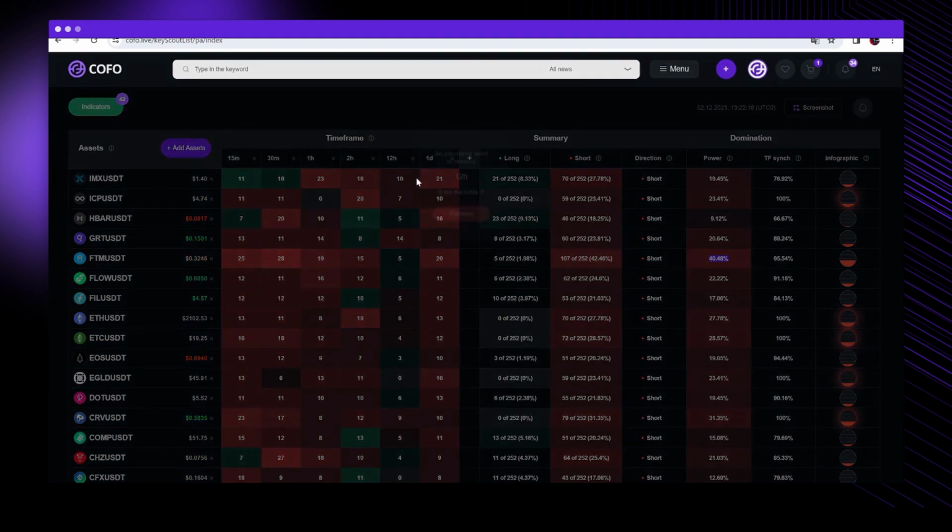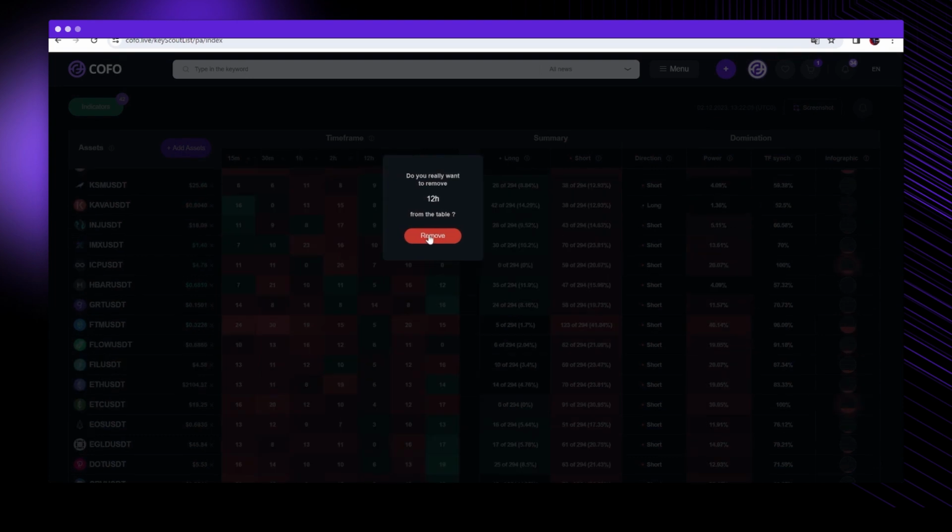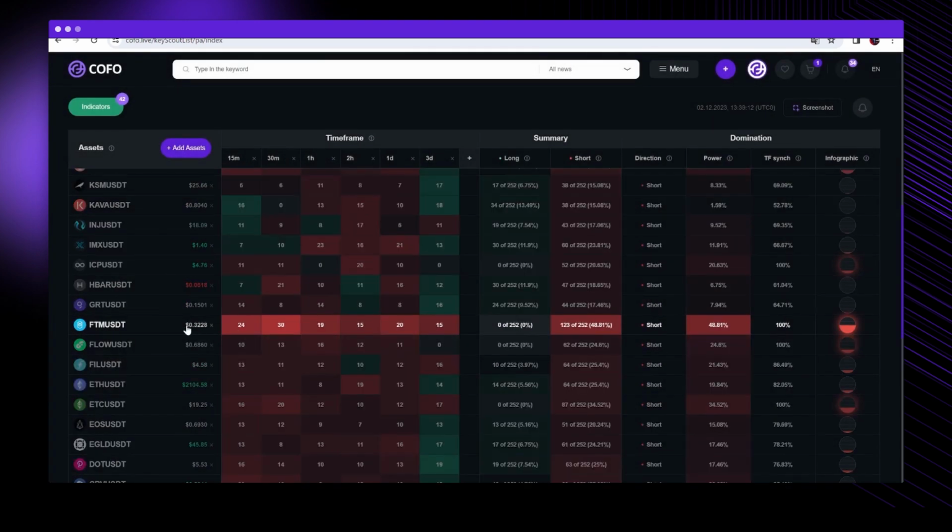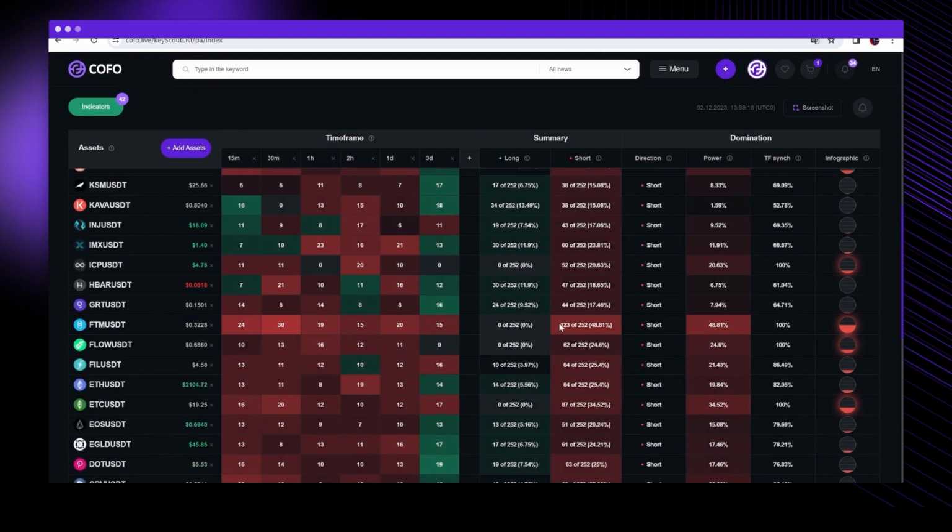If we turn off 12 hours, we will see that the FTM Phantom asset has collected 123 signals out of 252 possible in short and signals in long on this tab: 15 minutes, 30 minutes, an hour or 2, that is, within the day. To the day, and even for 3 days, we have collected so many short signals that the asset shows a probability of correction. The probability of short is 48.81%, and the dominance according to this time frame is 100%.